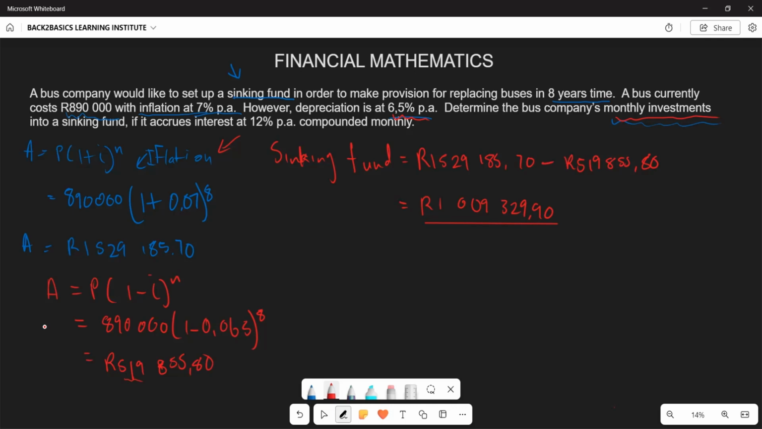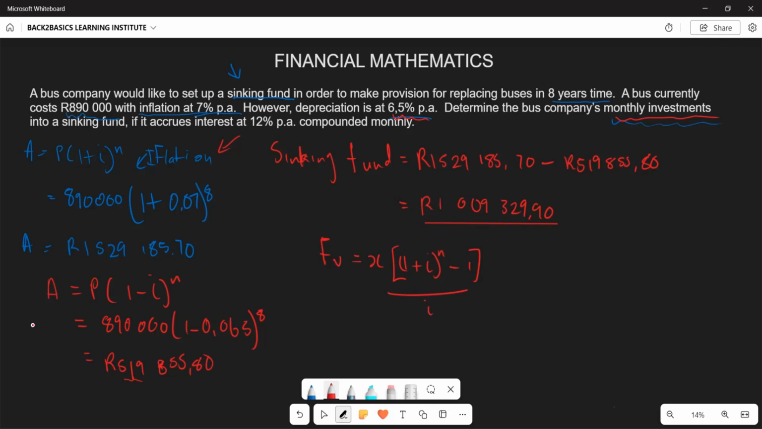So which means now we are going to use the future value annuity formula to work out the investment, or rather the installment, because remember, this is the sinking fund, which means they are investing to basically buy this particular bus in 8 years time. So that's why we are going to be using the future value formula, right? So this is going to be x into 1 plus the interest, to the power n, minus 1, over i. This is your formula, right?